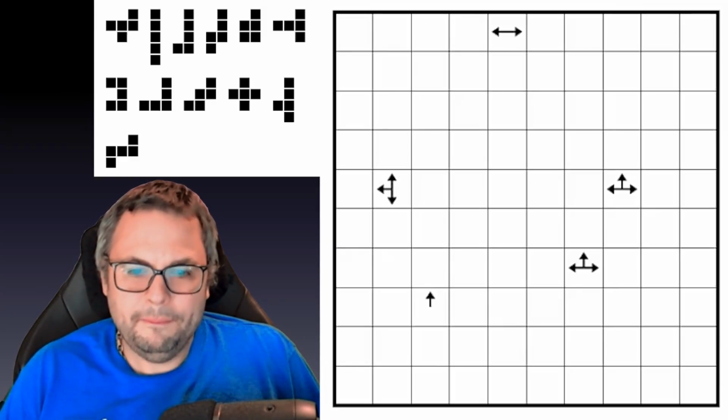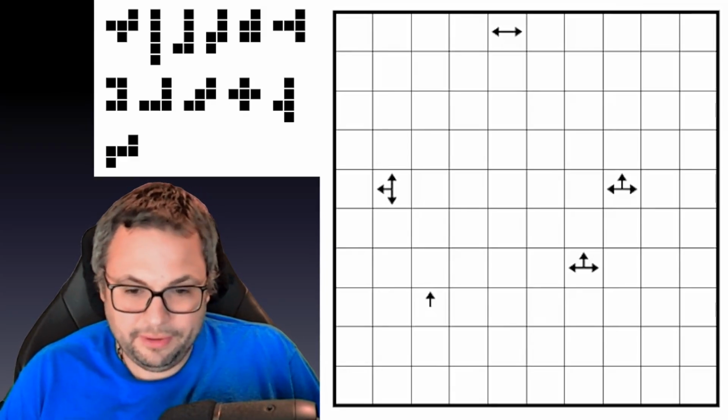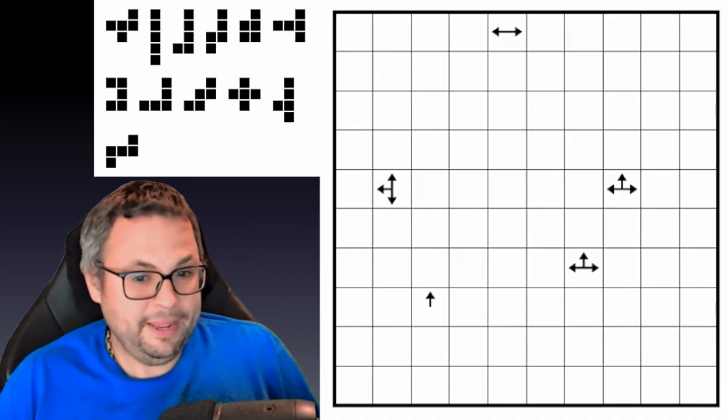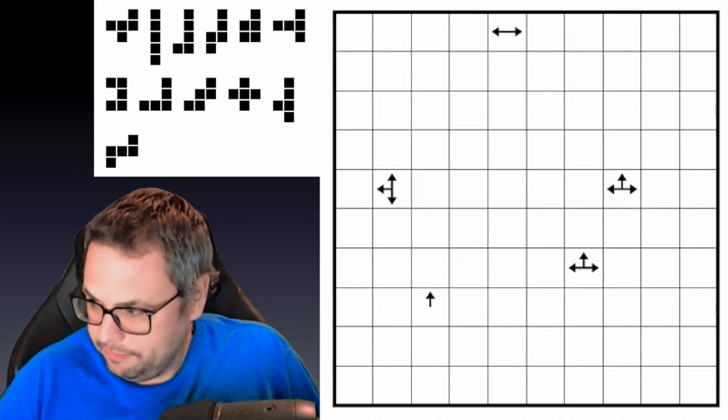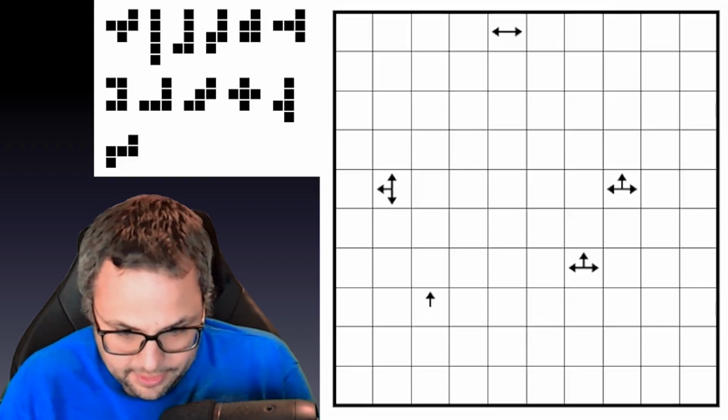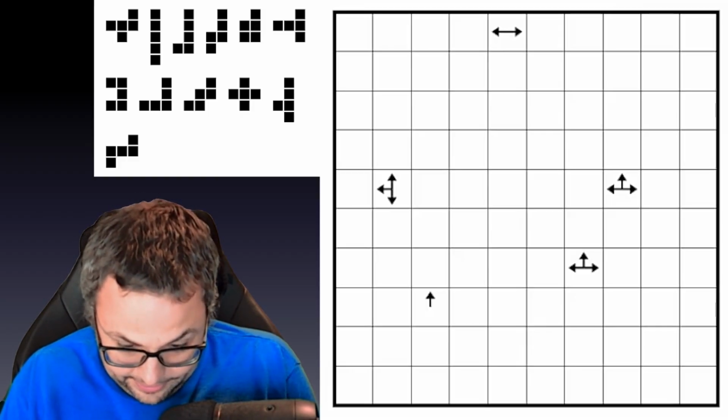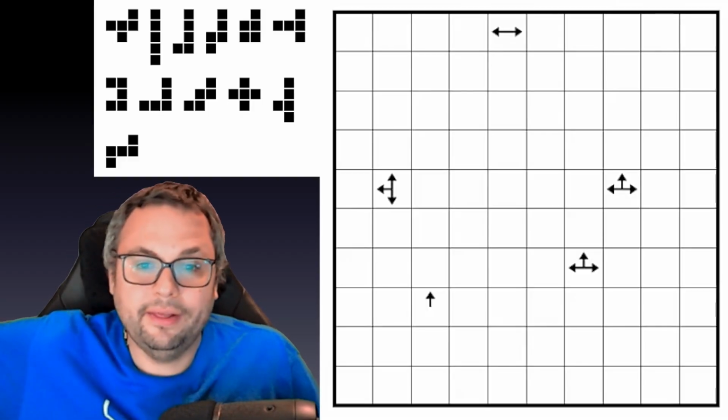Hello, and welcome back to Invitation to Puzzles, where today we have a Pentopia by Amgeny 8, I want to say. Amgeny 8, yes, I remember that correctly.